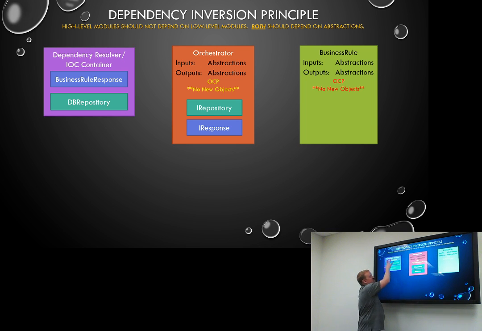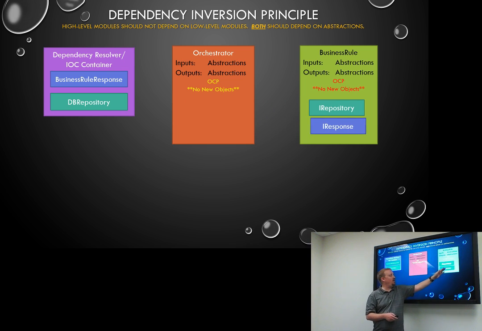So this is kind of like watching. It's monitoring to see what are the classes that these things need. Send over this concrete instance, okay? So when this orchestrator sends over the IRepository and the IResponse, what's actually happening is the dependency resolver picks up on this transaction and actually sends a business rule in a DB repository in place.